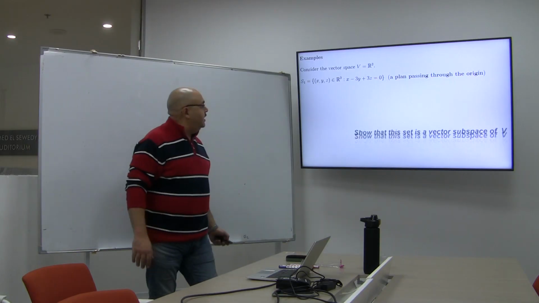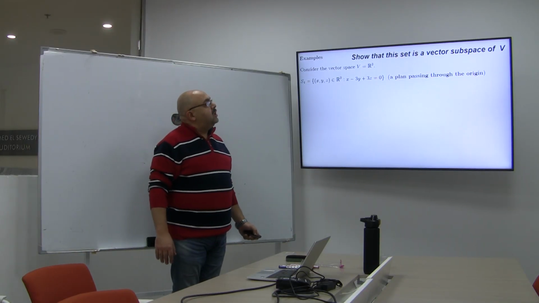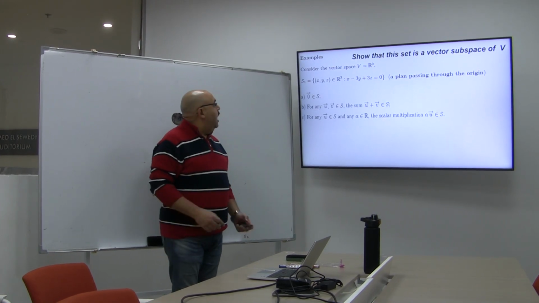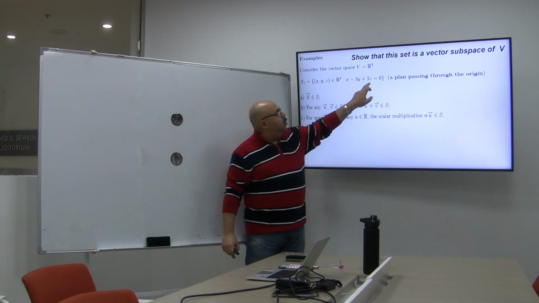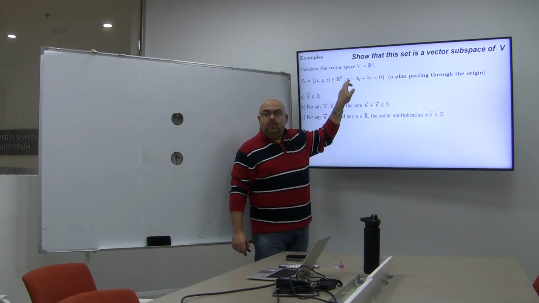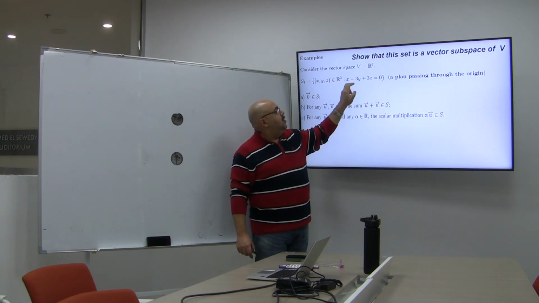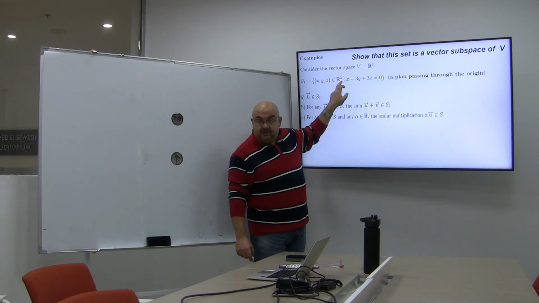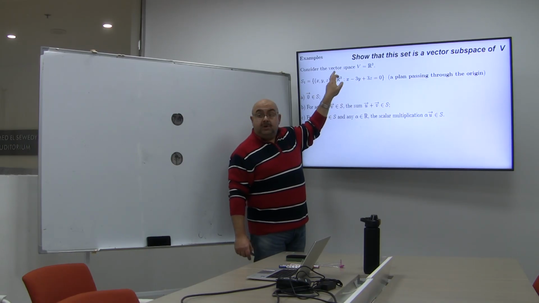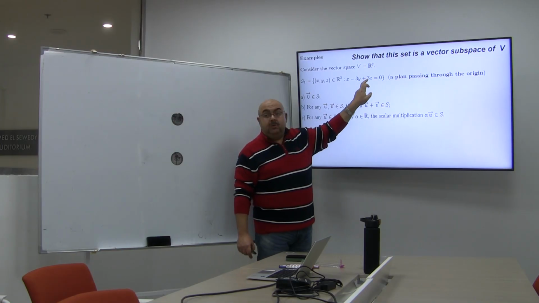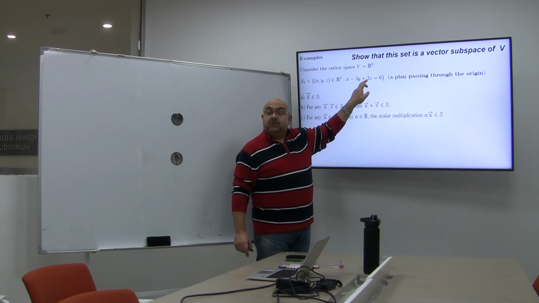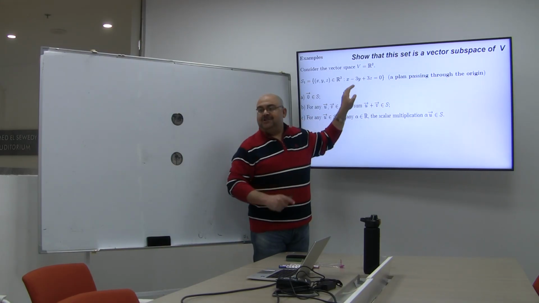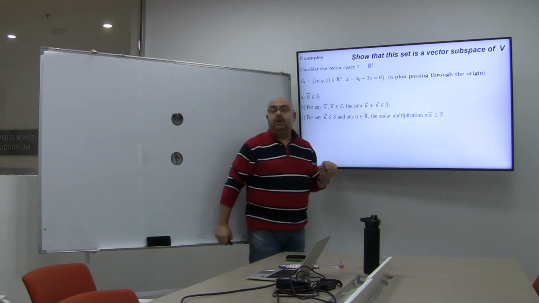Step by step: show that this set is a vector subspace of V. Show that the set satisfying this condition is part of V. First, the origin belongs to it. If x, y, and z belong to the real numbers and I substitute with 0, 0, 0, the result will be 0, which means the origin satisfies this condition. So this is check number 1.